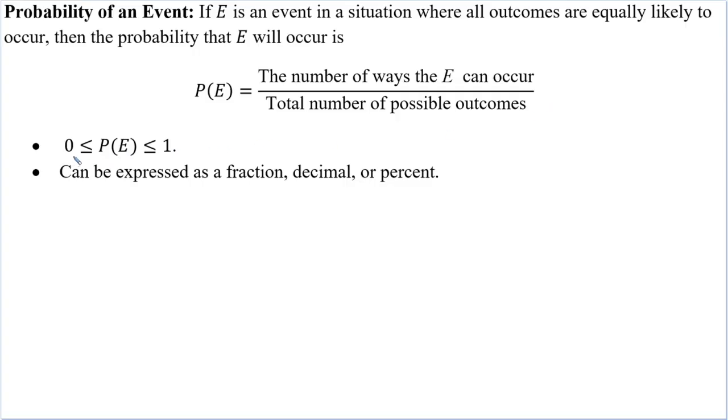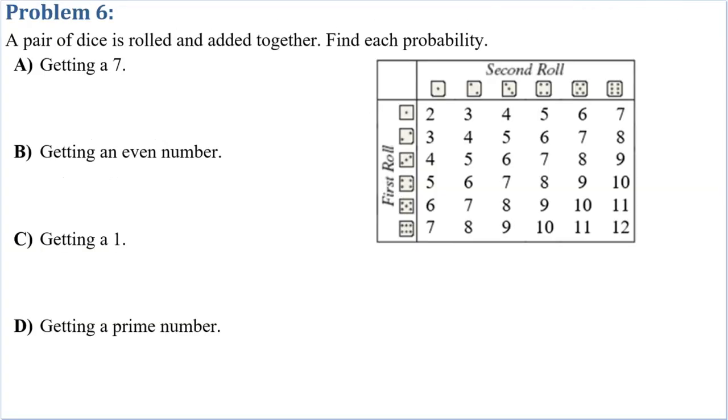Okay, a few things about probabilities. They're always going to be between 0 and 1. Okay, so you can't have a negative probability. You can't have a probability higher than 1. And then also you can express them as fractions, decimals, and percents. Okay, we'll look at some different ways, and we'll also talk about which one makes sense as we go through some different answers we get. So let's take a look at finding some probabilities.